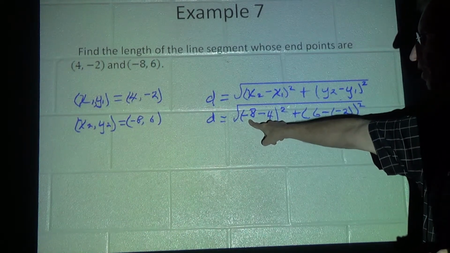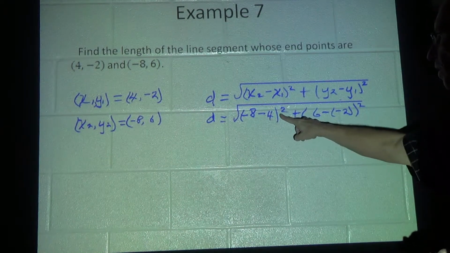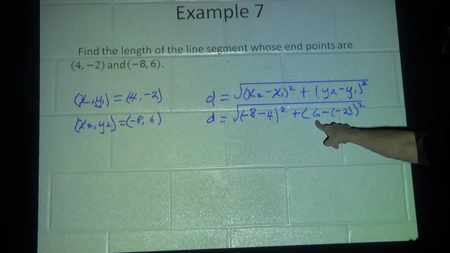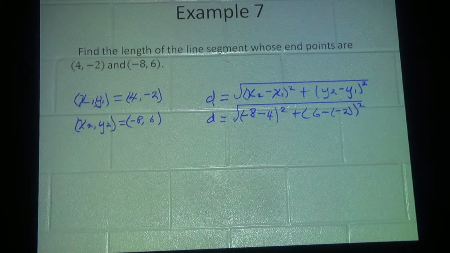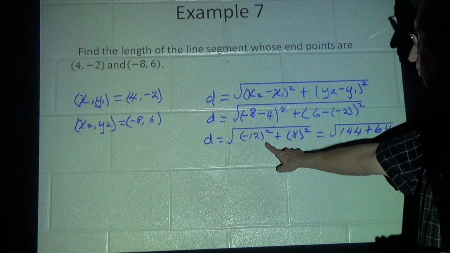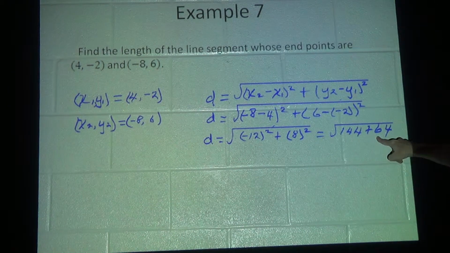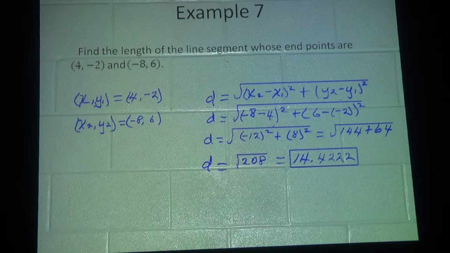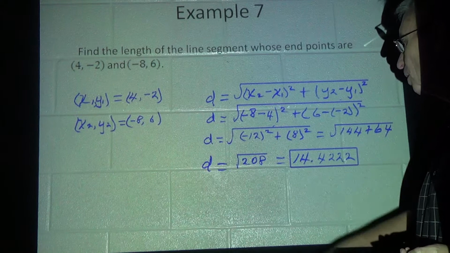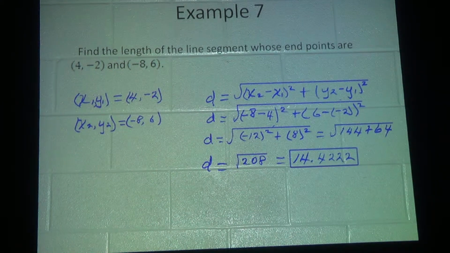So x2 is -8. x1 is 4, so -8 minus 4, and that's in parentheses squared, plus 6 minus -2, all in parentheses squared. Okay, so this gives us -12 squared plus 8 squared is equal to 144 plus 64, and we're taking the square root of that. So this gives us the square root of 208. When we combine these two here, place that in our calculator, we get a length of approximately 14.4222.